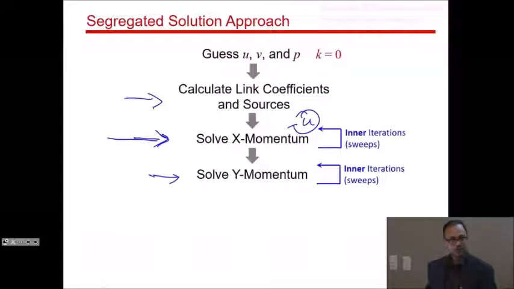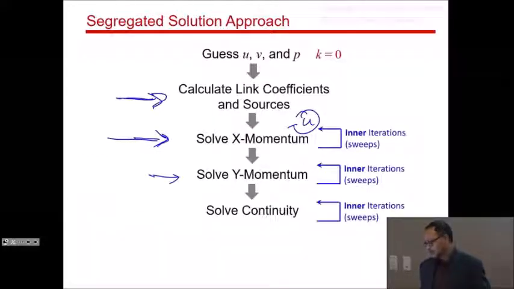This is important to understand because I sometimes see students who have solved the X momentum and then recalculate the links. If you do that, later on you will see when we go through all the derivation, you are actually violating the mathematics, because the whole formulation is based on the assumption that the links are frozen right here. You're not changing it.